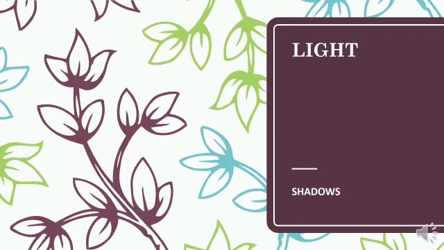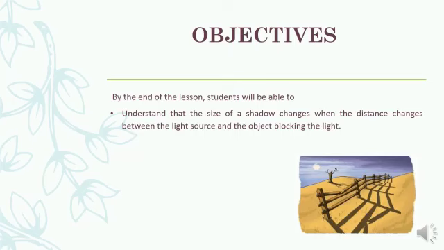Now come to our topic. We are discussing shadows. The objective of this lesson is that by the end of the lesson, students will be able to understand how the size of shadows changes at different times of day, or when the distance changes between the light source and the object blocking the light.